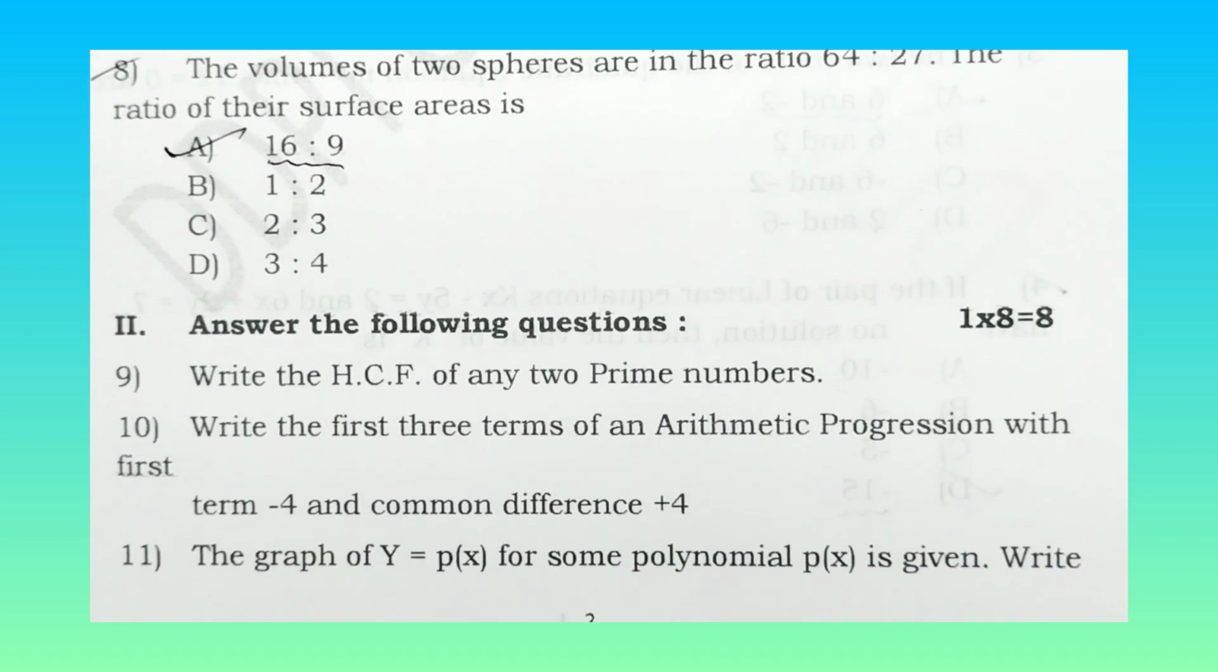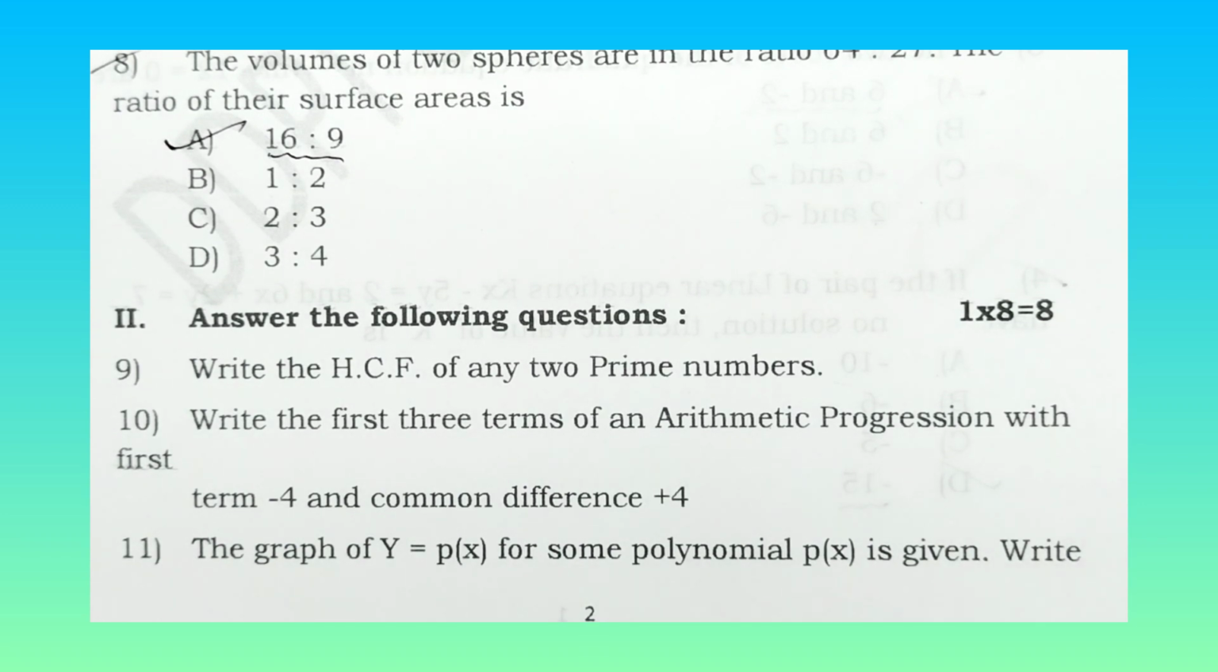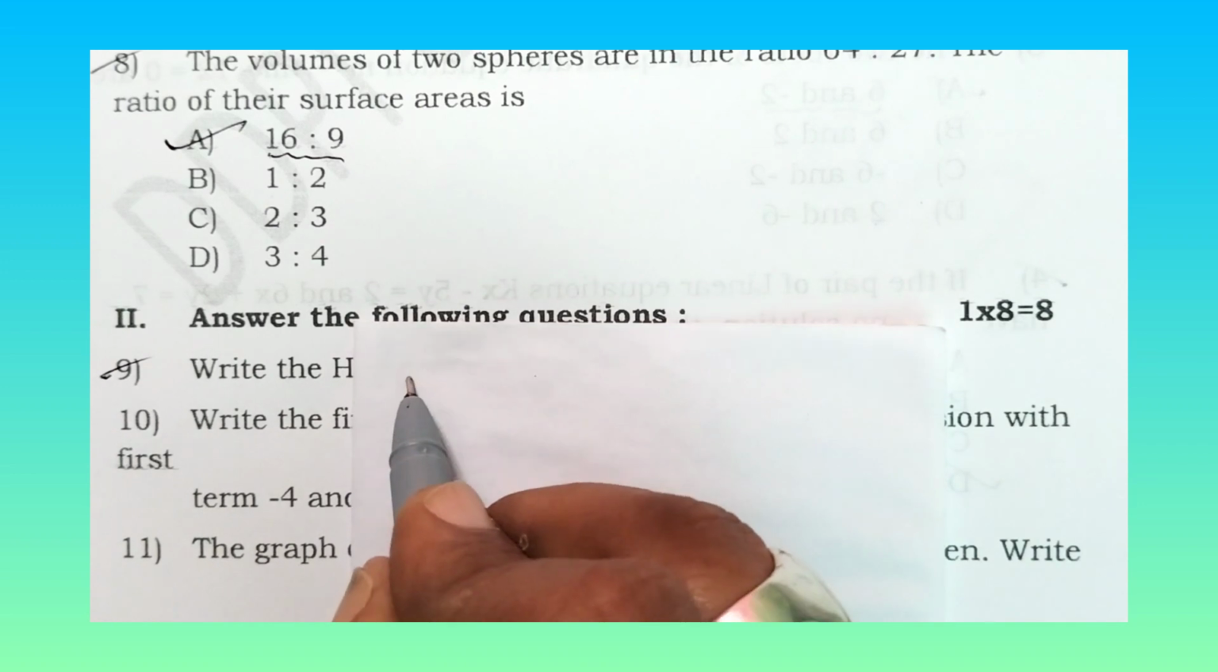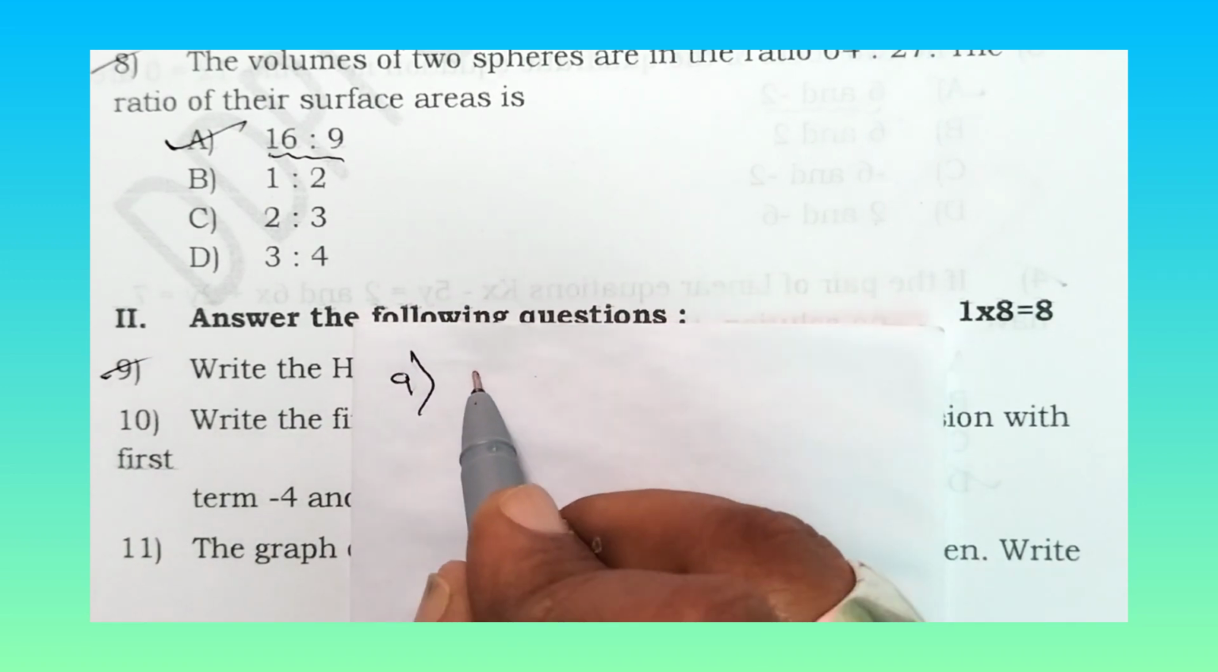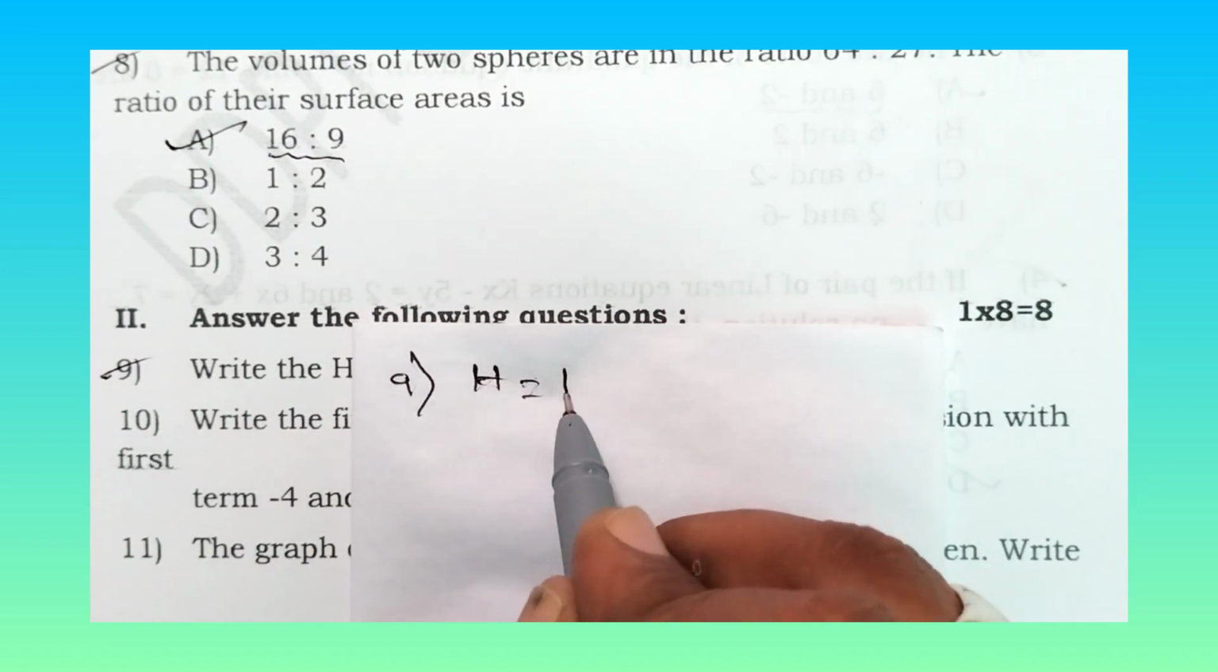All the MCQs are complete. Now let us move to the next one, that is 1 mark questions, the 9th question. The 9th question is write the HCF of any two prime numbers. They have asked to write the HCF of any two prime numbers. For the 9th question, the HCF of any prime numbers is 1.